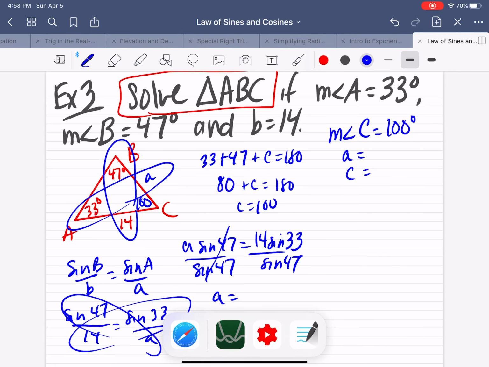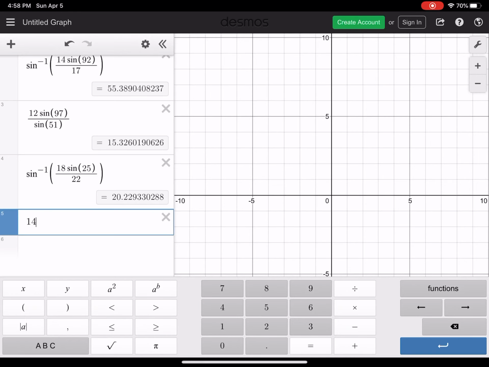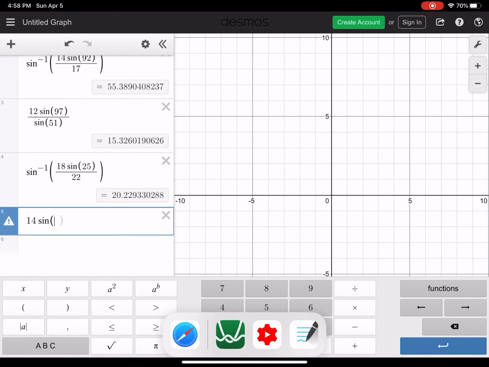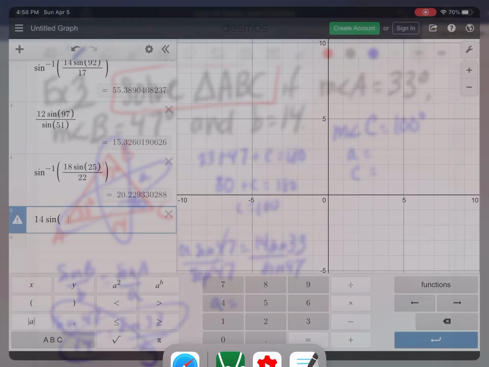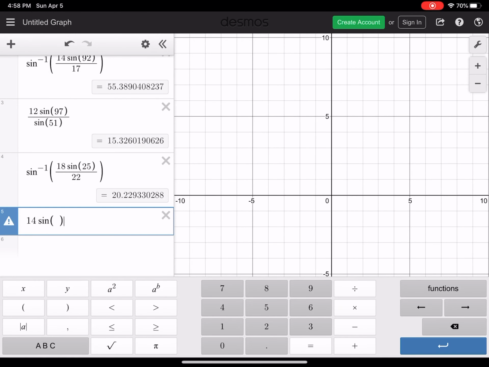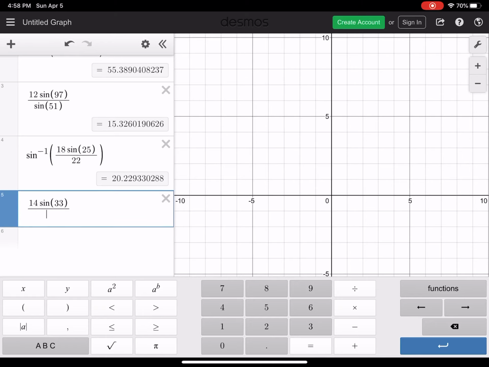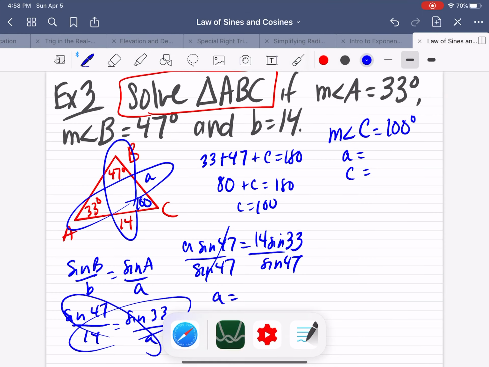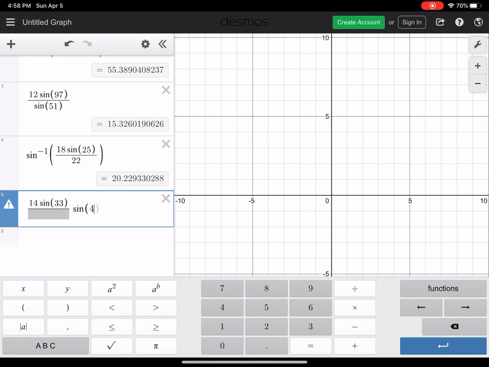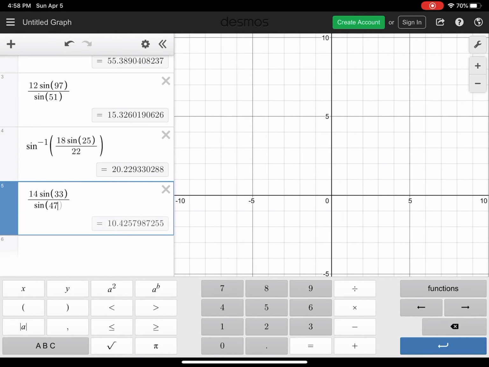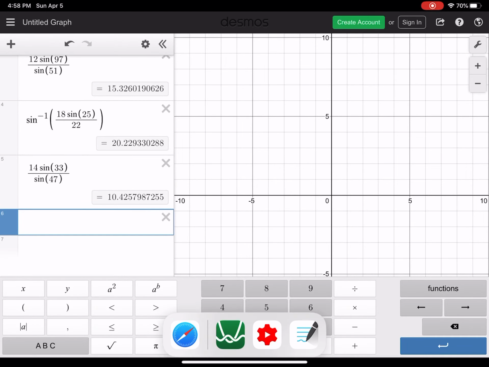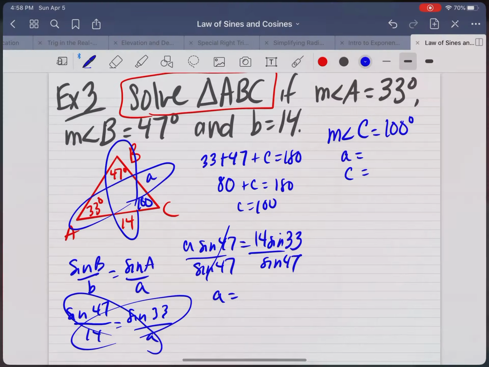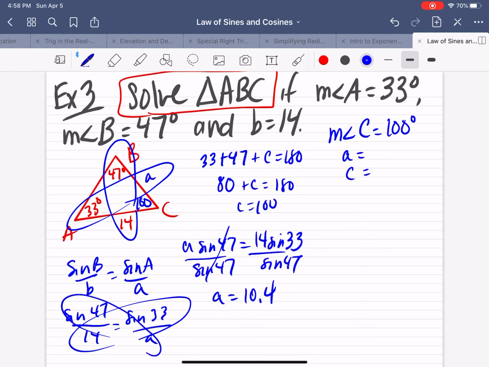Calculator. 14 sine of 33 divided by sine of 47. So the answer is 10.4 if we round to the nearest tenth. So we just found the measurement for side a, which is 10.4.